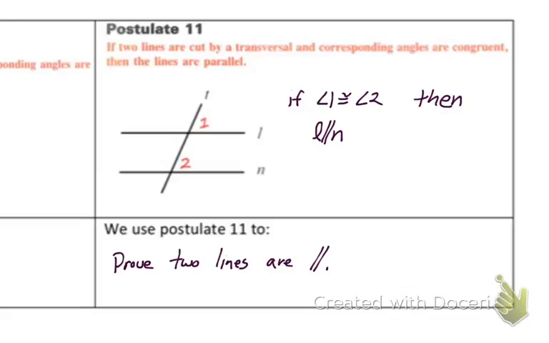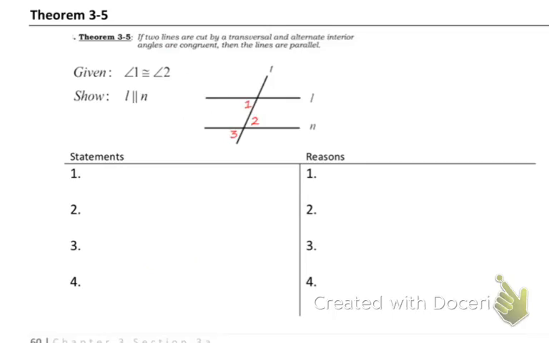Just make sure you keep that straight. If I'm trying to prove something's parallel, I'm going to use postulate 11. If I want to prove two things are congruent, then I'm going to use postulate 10. Subtle difference, but it's huge when you're doing your proofs, correct? Does that make sense? And that's why I put them right next to each other so we can see the big difference between the two. All right, let's go right into a proof. Because that's our favorite part of proof writing, right?